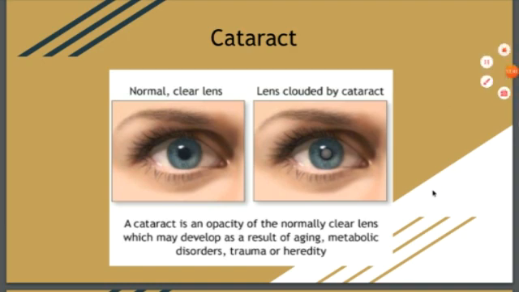Cataract. Cataract is an opacity of the normally clear lens which may develop as a result of aging, metabolic disorder, trauma or heredity. This also can be cleared by surgery, by removing the affected lens and implanting a plastic lens.